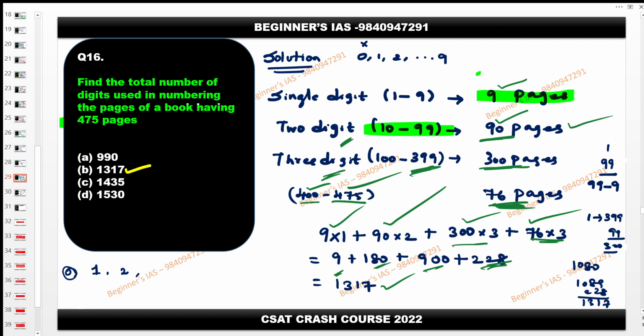Clear this concept? Anybody having a doubt? So this is the last question. If you are having a doubt, please clarify.